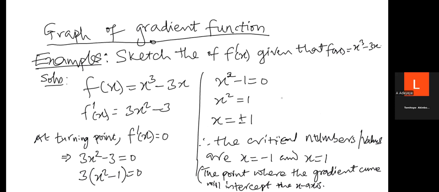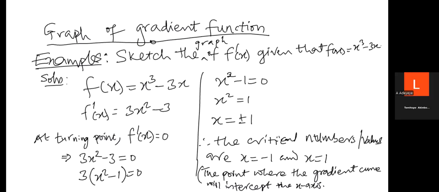We have to sketch the graph. I have omitted something here. Sketch the graph of f prime of x, given that f of x is x cubed minus 3x. So the first thing we'll do is to differentiate f of x to obtain f prime of x, which is 3x squared minus 3. Then find the critical number by equating the derivative to 0.